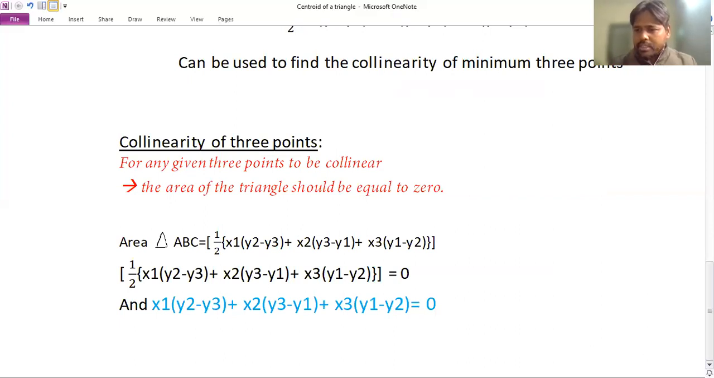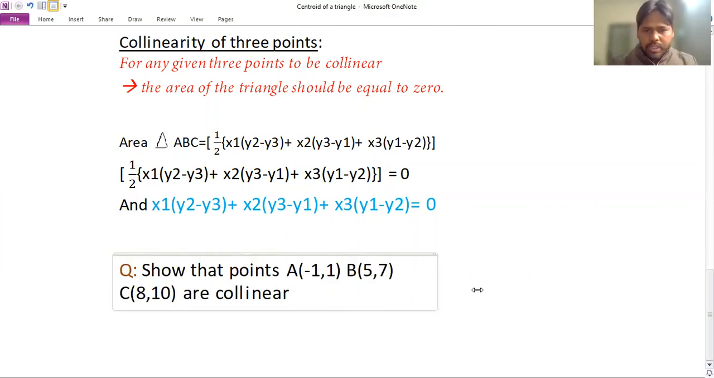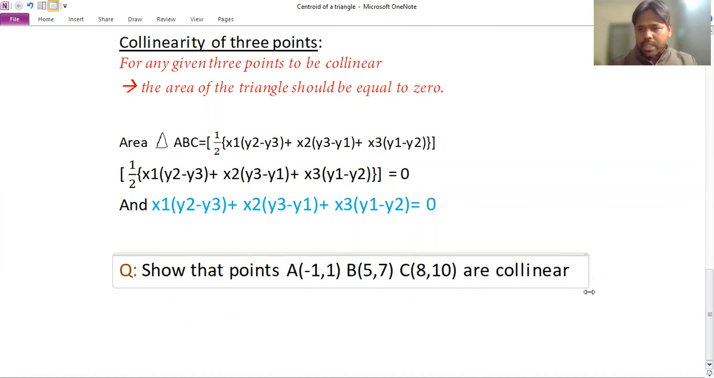Now this can make us understand in a proper way with an example. Let us see the example. An example where 3 points, namely A, B and C, are given to us, and our objective is to find the collinearity of the given points. That means whether these points A, B and C are collinear or not. So this collinearity can be found out by the process.